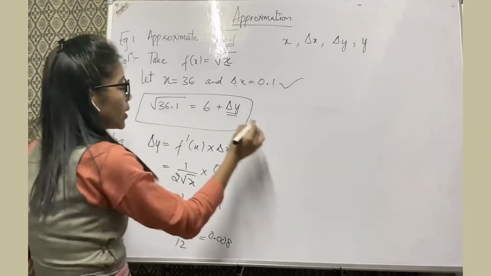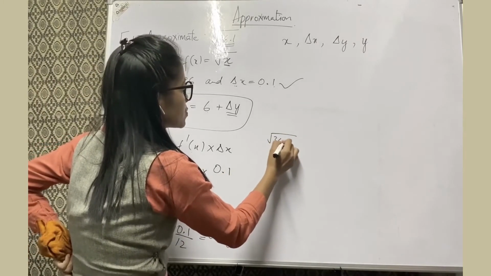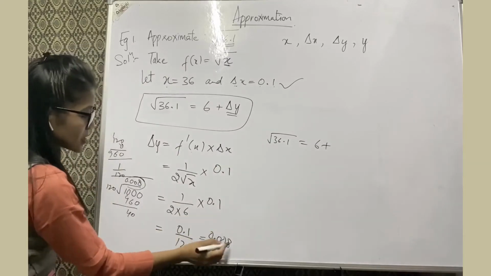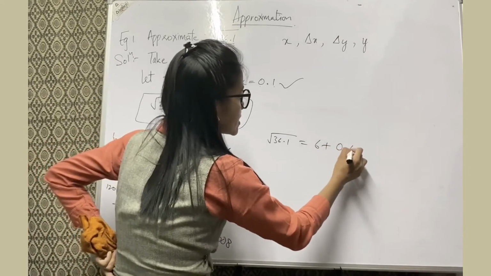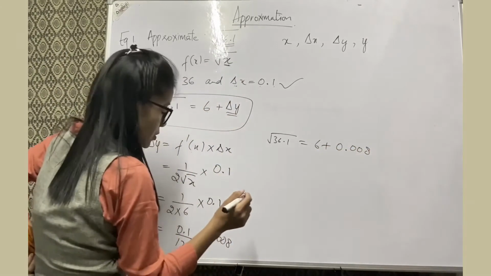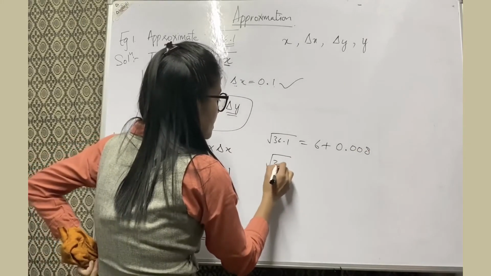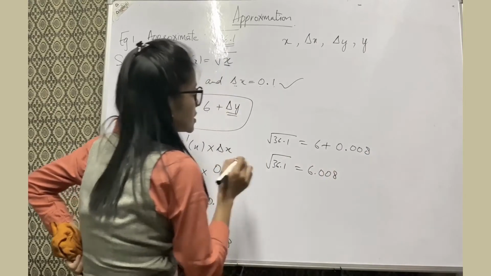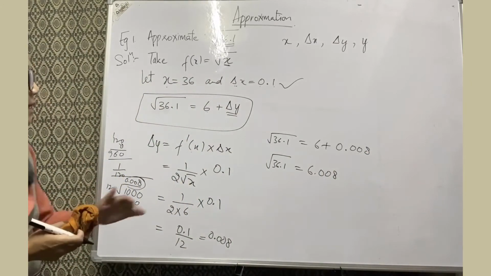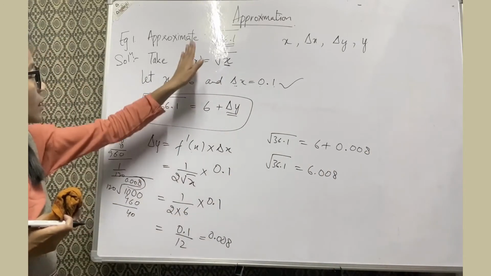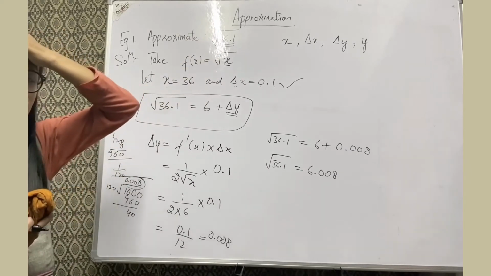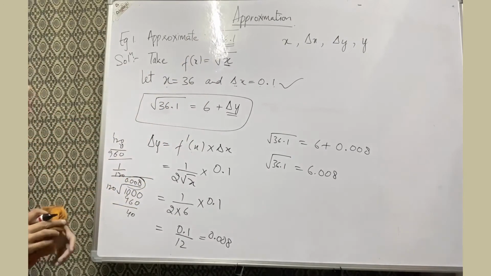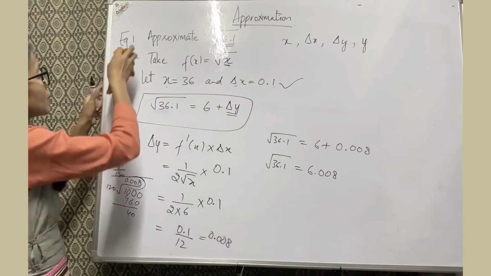Right? So now we have the square root of 36.1 is equal to 6 plus delta y, and delta y is equal to 0.008. Okay, so the square root of 36.1 is equal to 6.008. So this is how you can approximate the square roots of certain decimal numbers. Okay, so this is how it is to be done. We will take one more example.